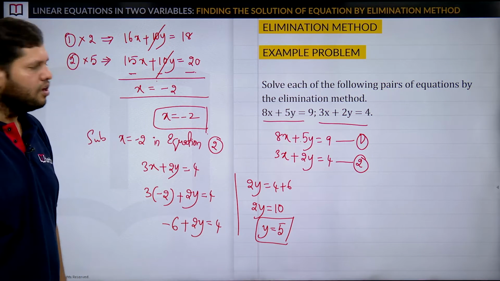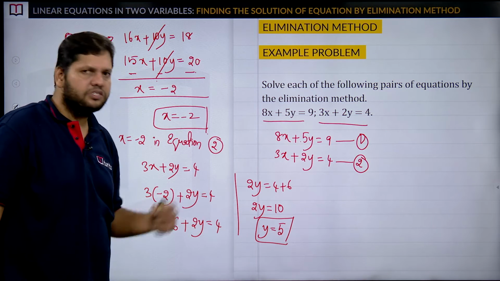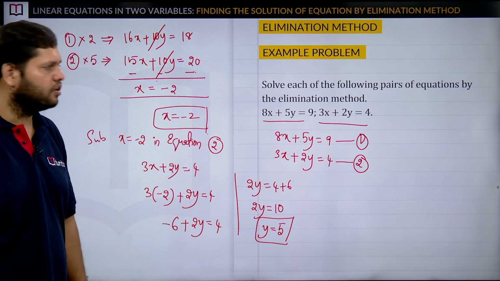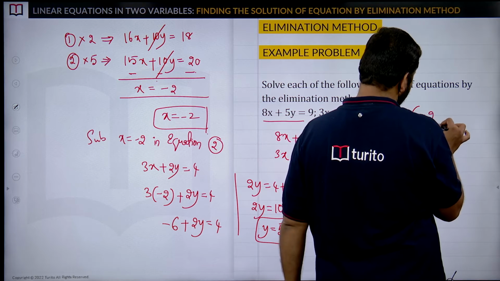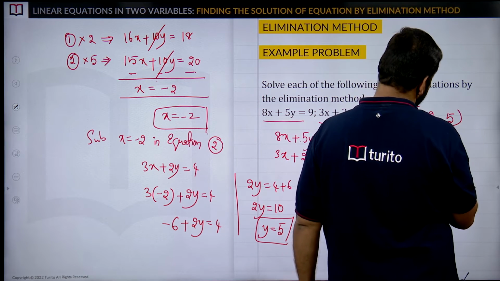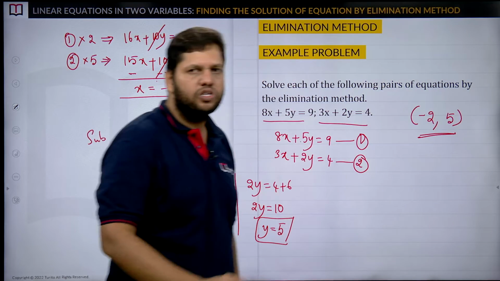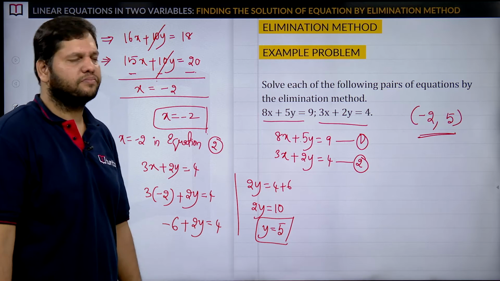Clear, children? So x is equal to minus 2 and y is equal to 5. So these are the two solutions, children. Okay, so we can say, what is the pair of solution? x is equal to minus 2 and y is equal to 5. Clear, children? Any doubts regarding this sum?